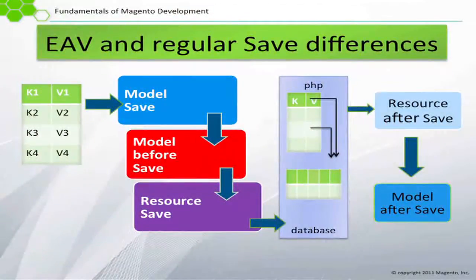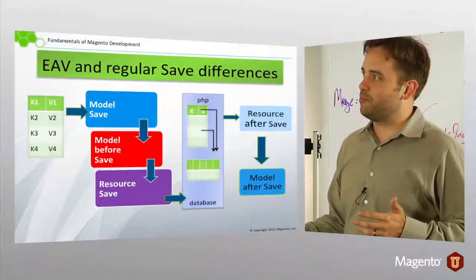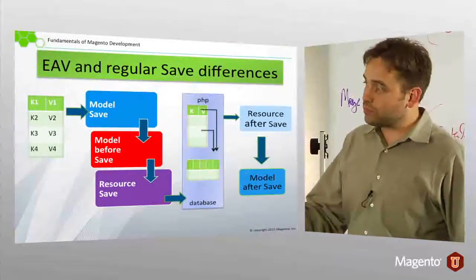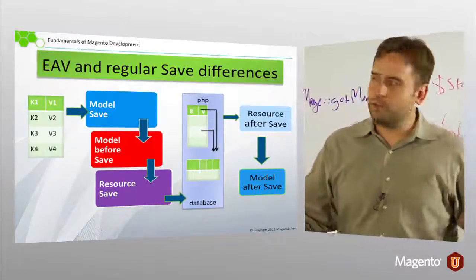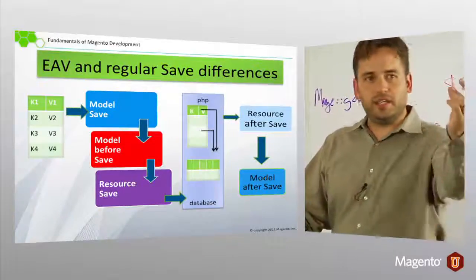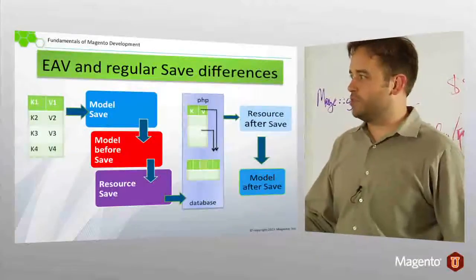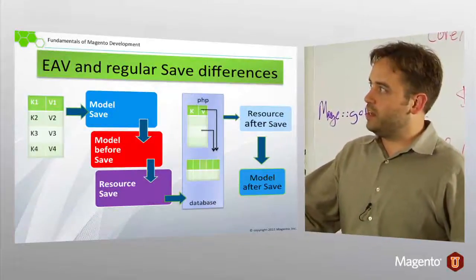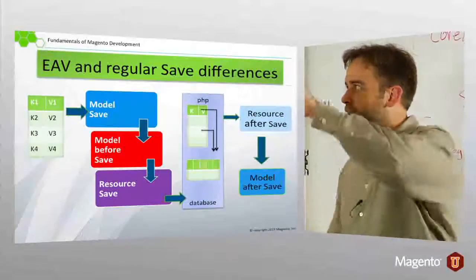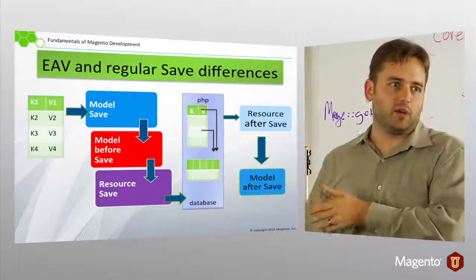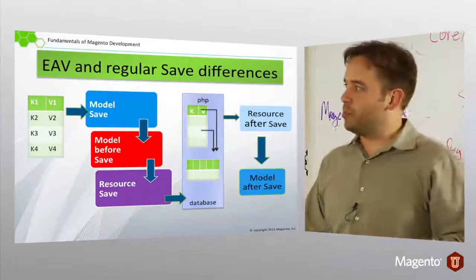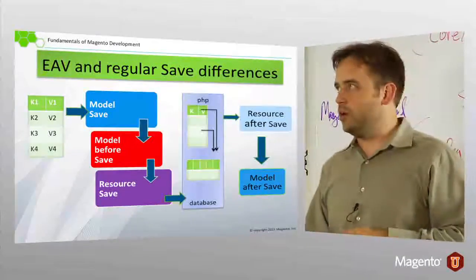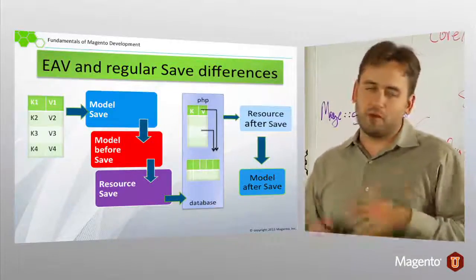Now, EAV, regular save differences. So again, more of the same. Just an extra step in the save process. You know, we have an object that has this array of data in it. You know, keys and values. We call model save, model before save, resource save. Oh, well here, I'm sorry, this is an EAV. This is an EAV entity. Well, here we actually have to break this out into the different tables. Again, another diagram of what the backend type and backend model do. I know this is a lot of information. It's a lot more fun to work with it.